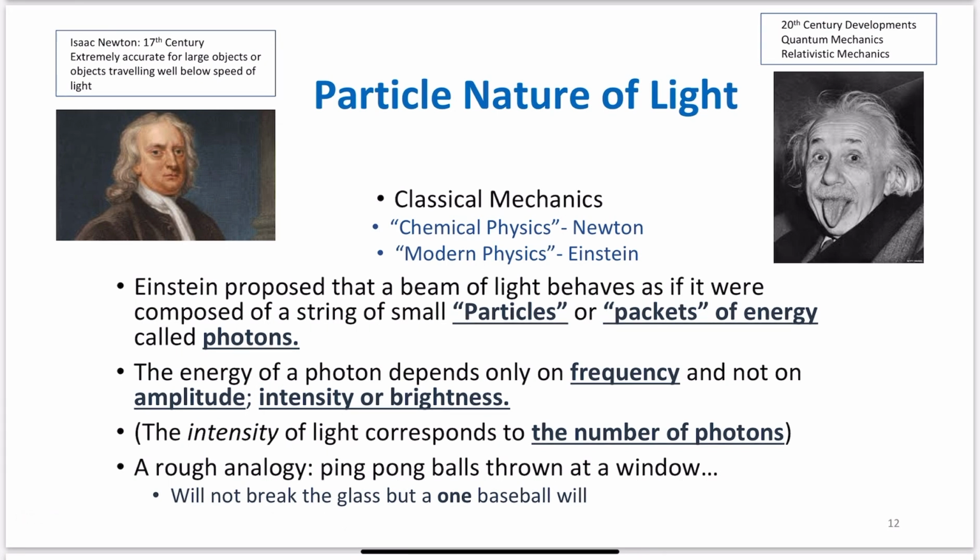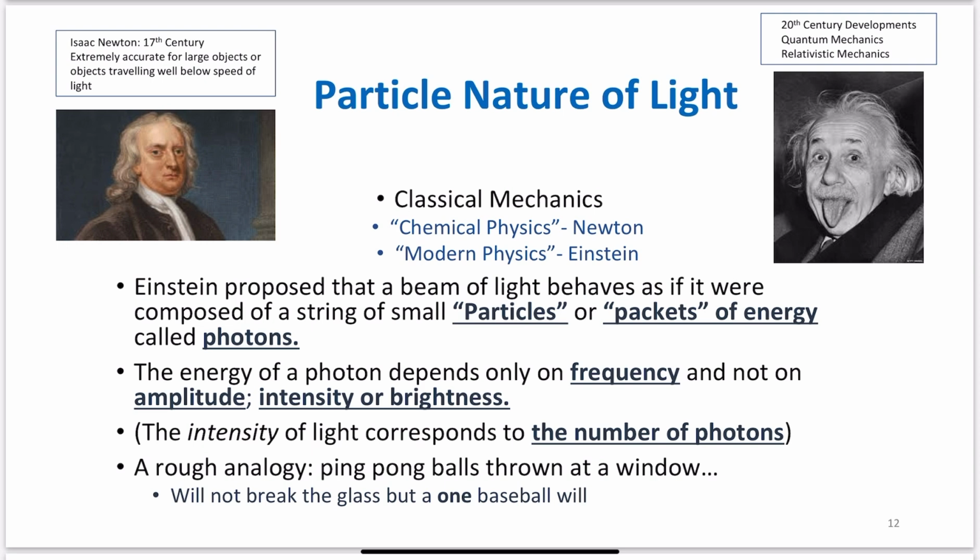Brings us to this idea of the particle nature of light. So classical mechanics, classical physics versus modern physics. Classical physics was Newton, in the 17th century. Classical physics is extremely accurate for large objects or objects traveling well below the speed of light, which is not an electron. Electrons are incredibly small and they're traveling very, very fast. Then the 20th century comes along, Einstein comes along, and he develops quantum mechanics and relativistic mechanics.